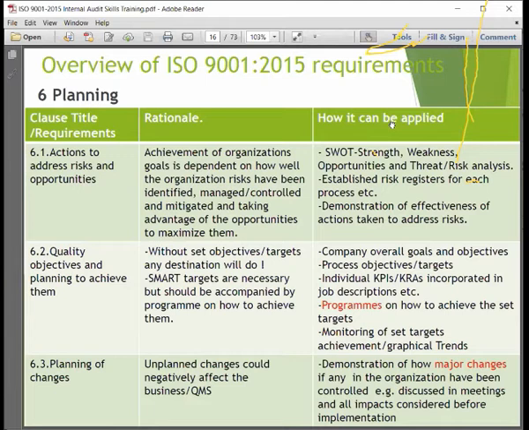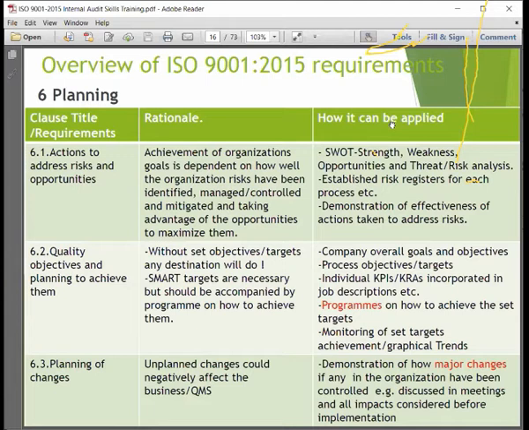So the useful audit evidence is the company's overall goals and objectives. Yeah, if you are auditing that, you'd want to see what are your goals and objectives. Within the process, you want to see what are the process objectives and targets. And that's why we are coming up with that document. Individual KPIs, also KRAs incorporated in job descriptions, can also act as evidence because KPIs may set the individual targets. Programs on how to achieve the set targets, you want to see it. It's evidence because it's a requirement there.